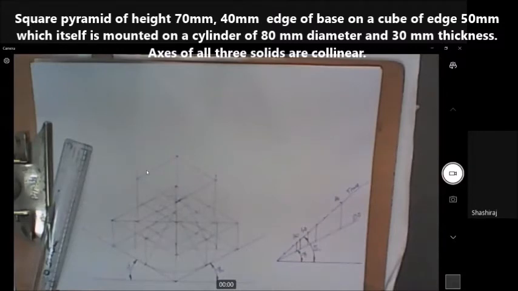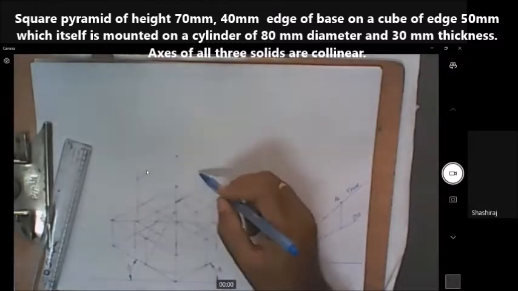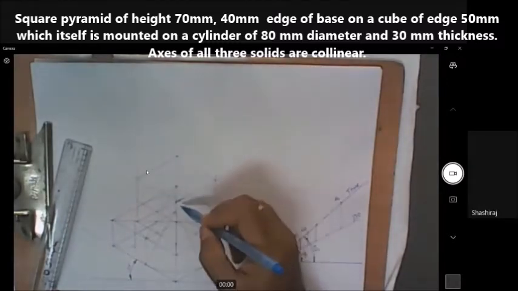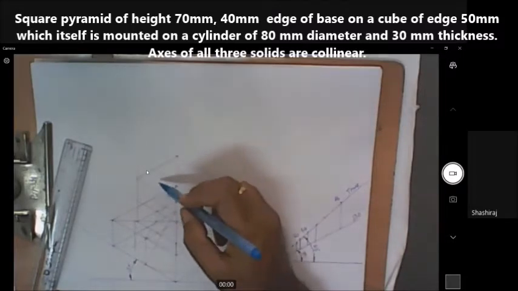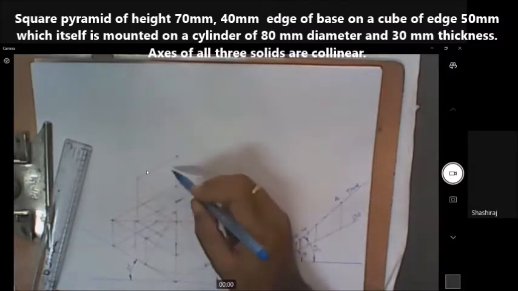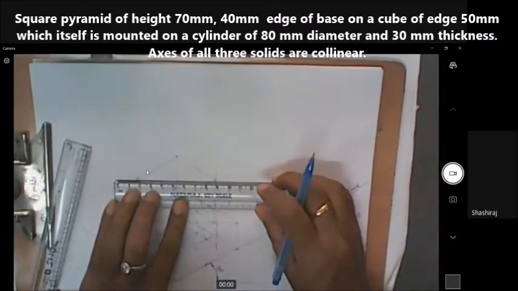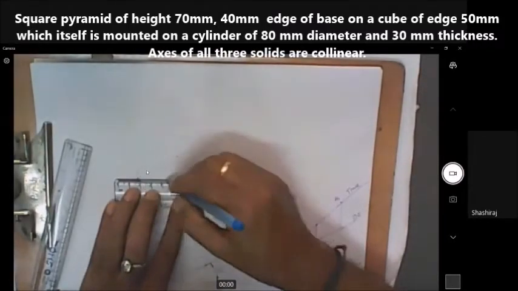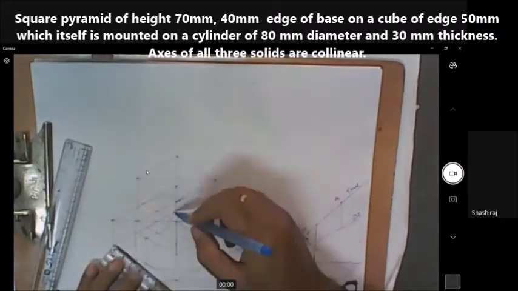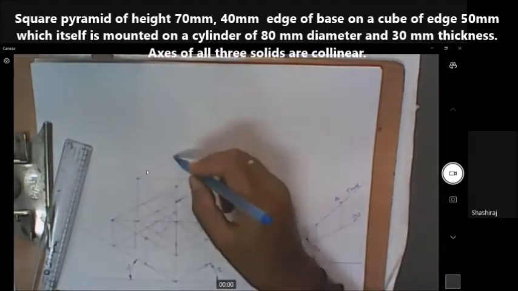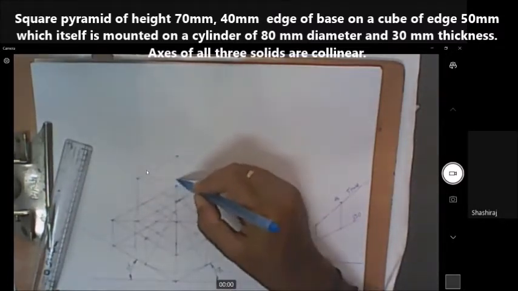Now the third solid we want to place on this is actually a square pyramid of height 70 mm and edge of the base 40 mm. This is a square of 50 mm. But the square of 40 will be exactly at the center of this face. But let us find out the center first. So the center is obtained by drawing the 2 diagonals of the face. I am drawing 2, already there is a diagonal, and where this diagonal and this diagonal intersect is the center.